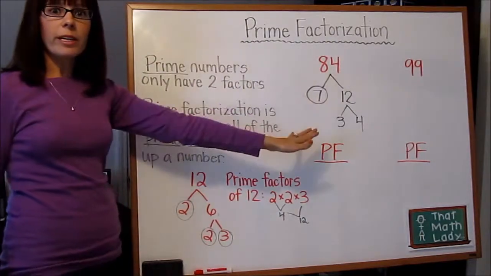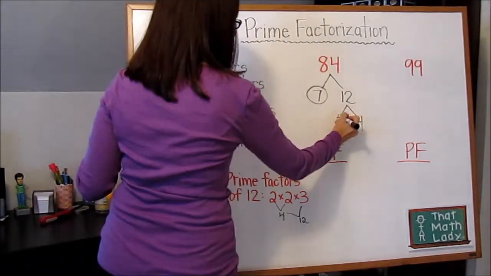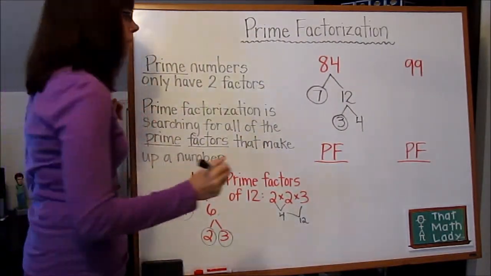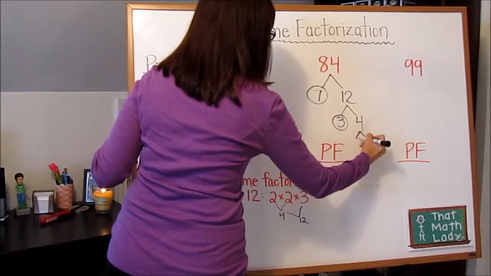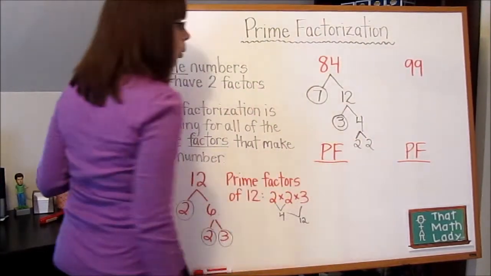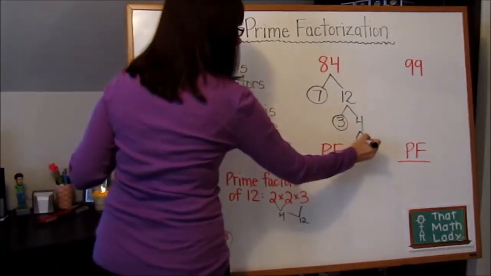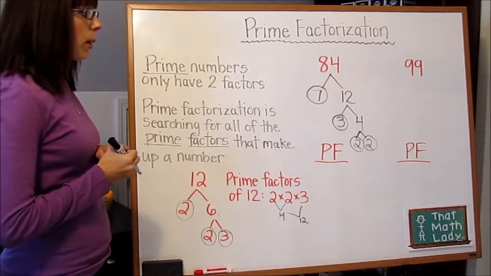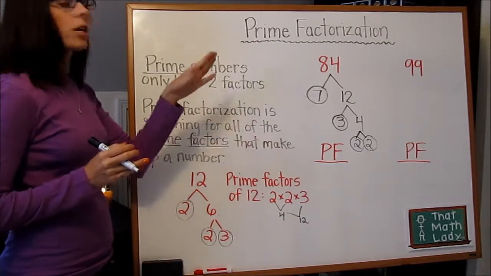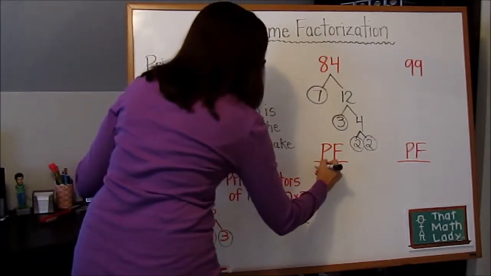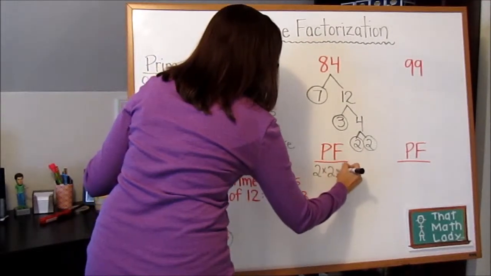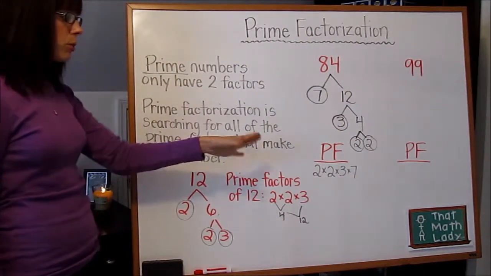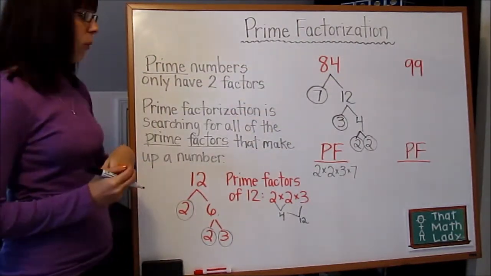Well, guess what? 3 is a prime number, so I can go ahead and circle off that branch. And 4 is a composite number. I have 2 times 2, which will give me 4, and those are both prime numbers. Okay? So my prime factors for the number 84 are 2 times 2 times 3 times 7. And if you multiply those out, you should get 84.